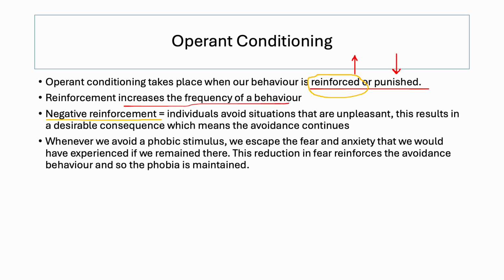So whenever we avoid a phobic stimulus, we get to escape the fear and anxiety that we would have experienced if we remained in the presence of that stimulus or if we went near it. And this reduction in fear or anxiety then reinforces us to avoid that behaviour again and again. So we maintain the phobia. We never confront it. We never realise that our response to this phobic stimulus is over the top and it poses no threat to us, because we maintain it through being negatively reinforced by avoiding having to confront the phobic stimulus. So that is the AO1 for the behavioural approach to explaining phobias.